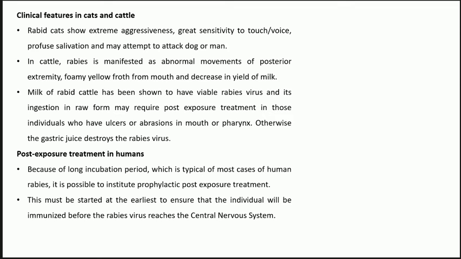So what is the post-exposure treatment in humans? Because of the long incubation period, which is typical of most cases of human rabies, it is possible to institute a prophylactic post-exposure treatment. This must be started at the earliest to ensure that the individual is immunized before the rabies virus reaches the central nervous system. So what kind of precautions or treatment does a person have to take to counter this virus?